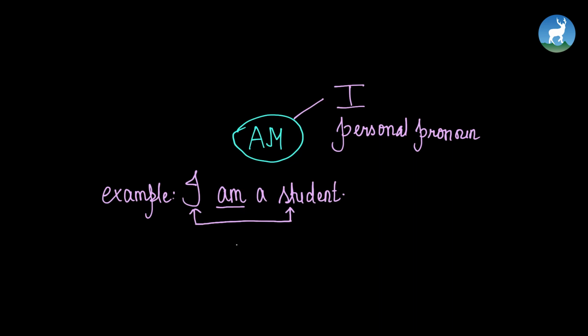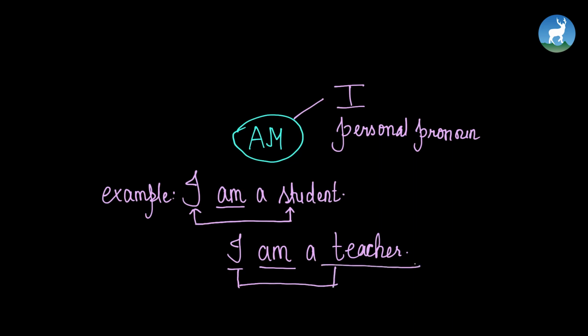Okay, let's take another example. As I have taken an example of a student, let me also write, I am a teacher. Here I am explaining about myself. Am is describing what I am, right? So I am a teacher. Am is used to describe the personal pronoun I.